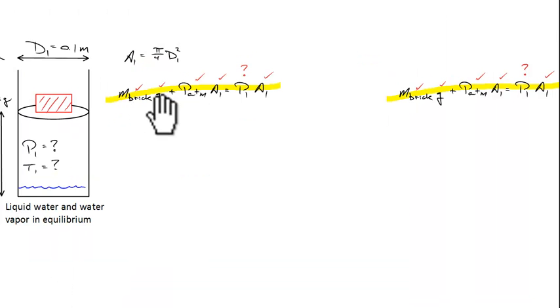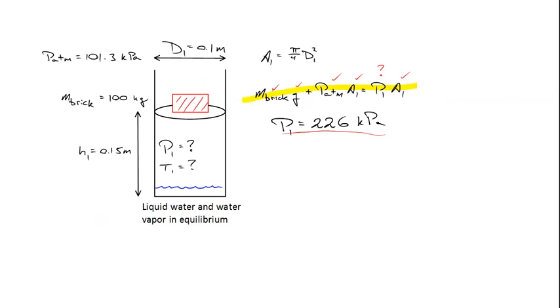So if I come back, P1, if I solve for it, P1 is equal to 226 kilopascal. Now the second part, we want to figure out the temperature, and because we know there's liquid and water vapor in thermal equilibrium, for a given pressure there is a temperature associated with that, and I can either look them up in the saturated water tables, or I can do the same thing using EES, using a function I'll show you. So let's do this.